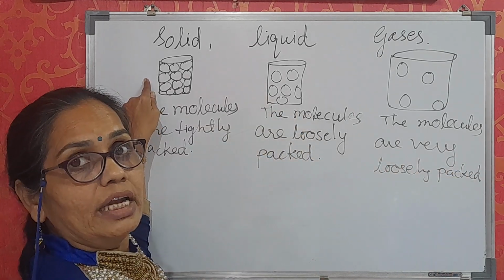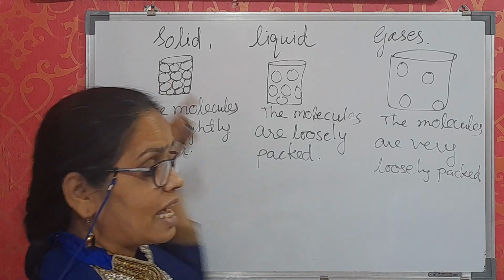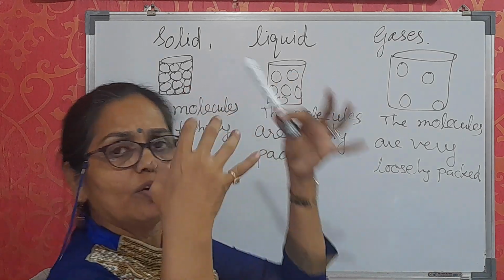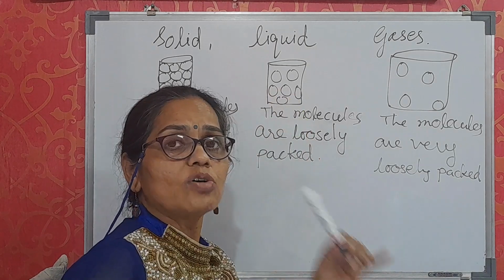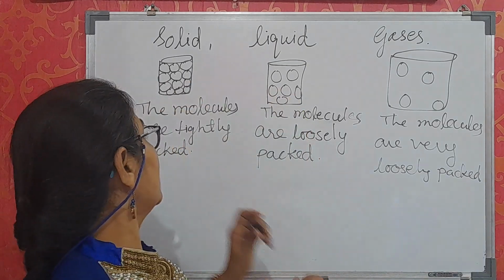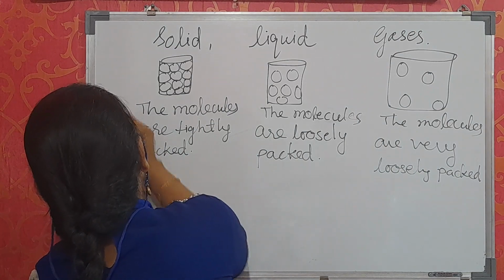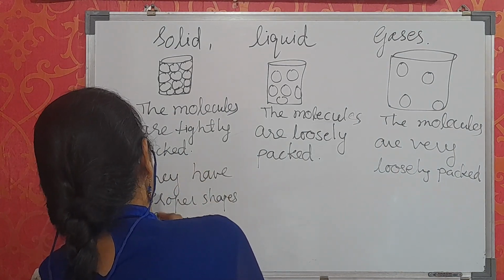Now the solid has proper shape and size. As I have shown you, you can take anything like this marker pen, your notebook, this cube. These all are solid shapes. They have proper shape and size. So the second point is they have proper shape and size.